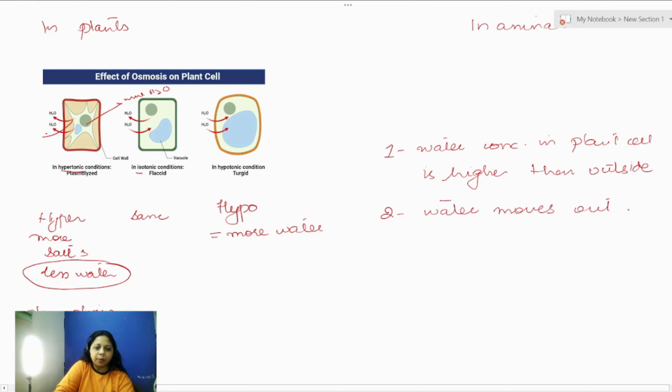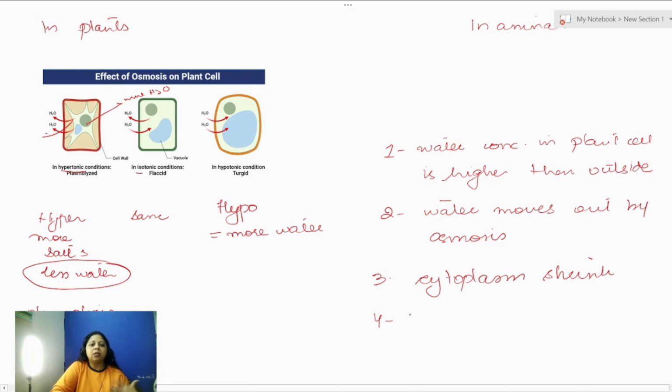Water moves out by osmosis. Cytoplasm shrinks. Now the question is, how do they lose mass? Good. So the shrinking means water moves out. The mass is lessened or lost. Okay, good.